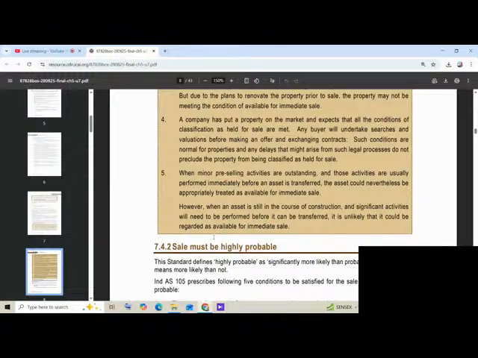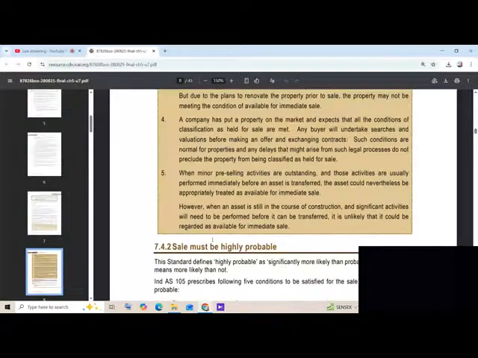Example 4. A company has put a property on the market and expects that all the conditions of classification as held for sale are met. Any buyer will undertake searches and valuations before making an offer and exchanging contracts. Such conditions are normal for properties, and any delays that might arise from such legal processes do not preclude the property from being classified as held for sale.